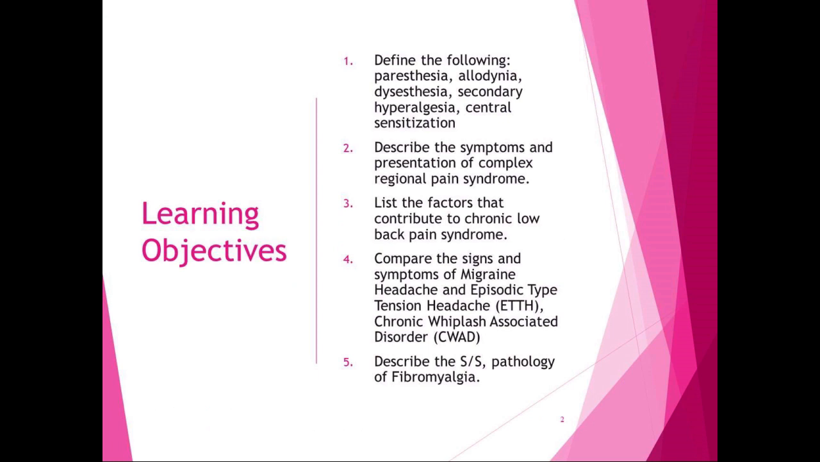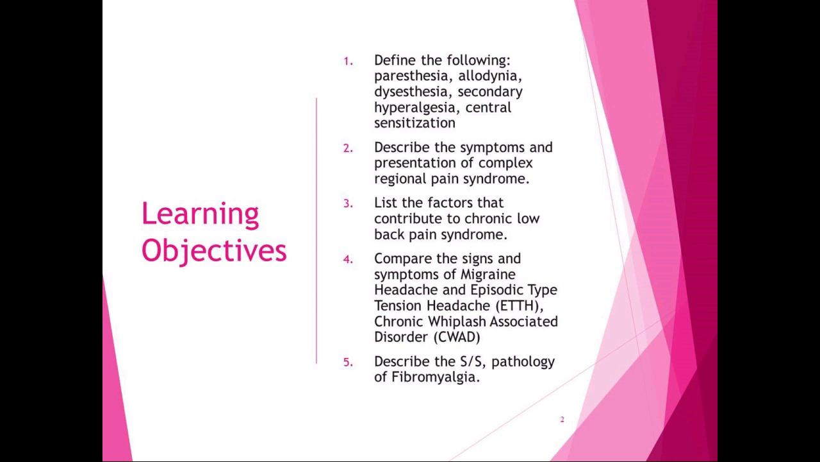So, in the end of Chapter 11, we talked about primary hyperalgesia, where the nerve endings, those free nerve endings in the periphery, are sensitized and they're more sensitive to normal stimuli. In this section, we're going to define paresthesia, allodynia, dysesthesia, secondary hyperalgesia, and central sensitization. So you can think of primary hyperalgesia as being part of nociceptive chronic pain, and these are all part of neuropathic chronic pain, and we'll define what they all are.